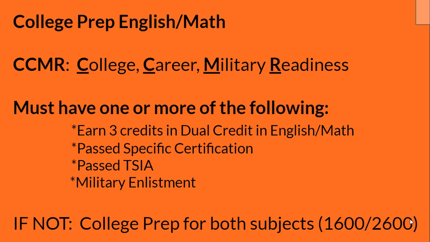College Prep English and Math, CCMR. What is CCMR? The state of Texas would like students to be CCMR ready, college, career, or military ready. To meet this readiness, you must have 1 or more of the following. You must have earned 3 credits in dual credit in English or math, or passed a specific certification such as in welding, construction, or automotive, or passed the TSIA exam, or enlist in the military. If you do not have 1 or more of the above, then you will be put into College Prep English and Math. College Prep English and Math will fulfill college and career military readiness.